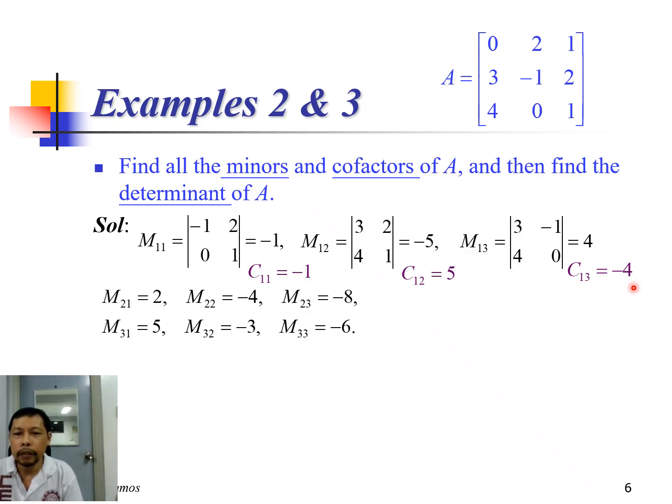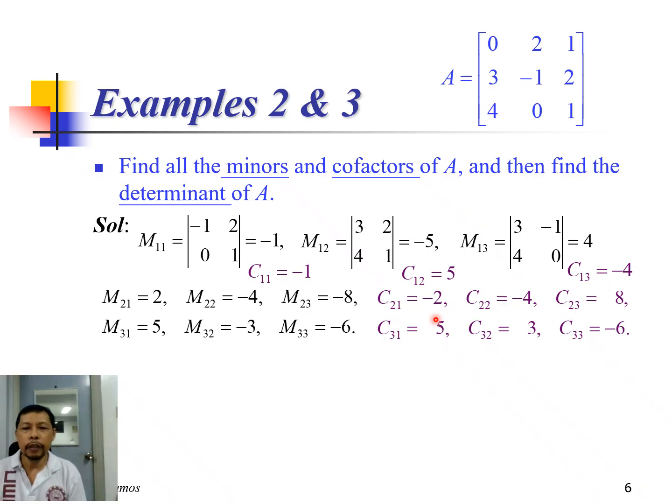So there is something wrong with this value here. It must be positive 4, not negative 4. It's just a typo error. C13 should have been equal to positive 4, because positive 1 times positive 4 is equal to 4. So remember that this must be positive 4.